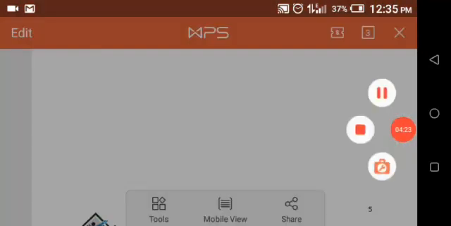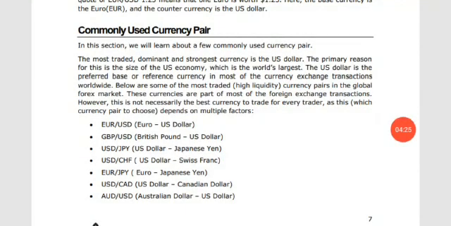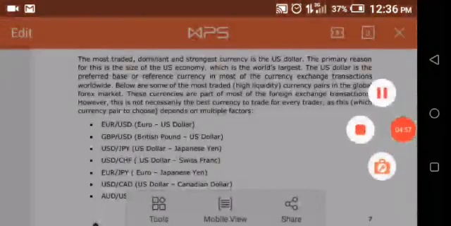Then let me bring back that chart I showed earlier. These are just the commonly used currency pairs in the forex market. As you can see, Euro to US dollar, then the British pound versus US dollar, the US dollar versus Japanese yen, the US dollar versus Swiss franc, then the Euro versus Japanese yen. Also, we have the US dollar versus Canadian dollar, then the Australian dollar versus US dollar. So as we can see, these are the commonly used pairs.